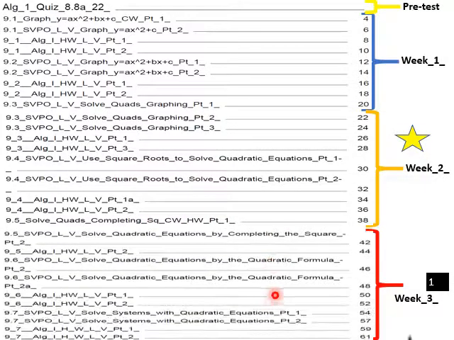Week 3, there is another quiz during week 3. And we go further into quadratic equations by completing the square. And we get down here to solving systems with quadratic equations. So it's very extensive here online. All this is done online by video and or animated PowerPoints. That's the manner of instruction.